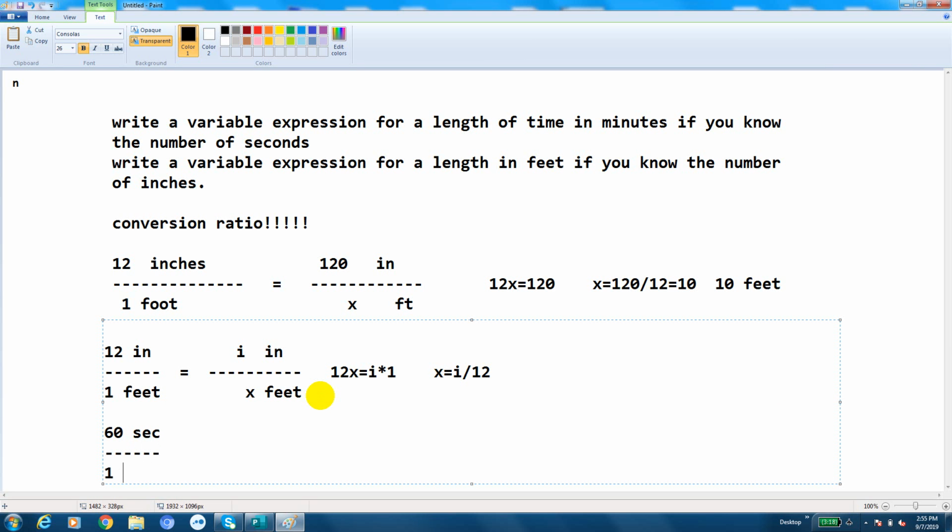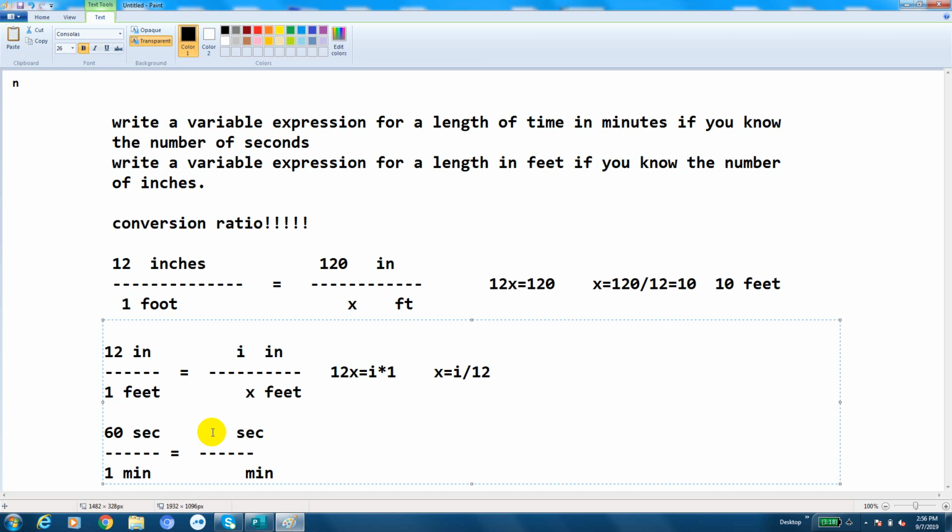Okay, always start the same way. You must have the conversion ratio. Equals, and now you type seconds, as you always do with all ratio problems. You always put the units in, seconds. Now you have to figure out what you know and what you don't know.